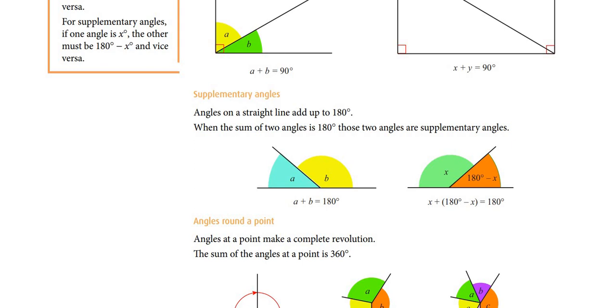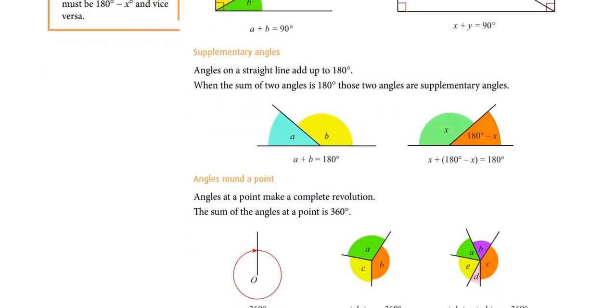In this case, it's the same because this sector here of a circle is 180 minus this angle x. If all these add up to 180 and you subtract x, you have 180 minus x. So this is this angle.